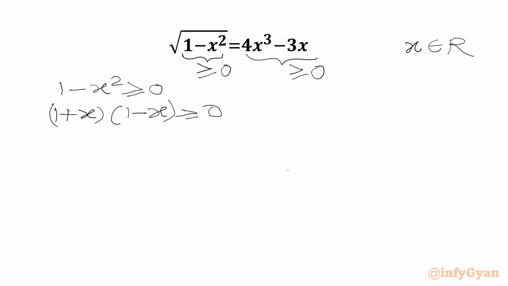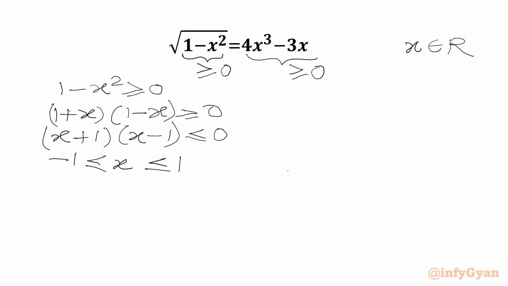Now we will multiply our inequality by negative 1. So we will write (x plus 1) times (x minus 1) should be less than or equal to 0. So from here, we will write x must lie in the interval minus 1 to 1, or we can write x belongs to [minus 1, 1], end points included.